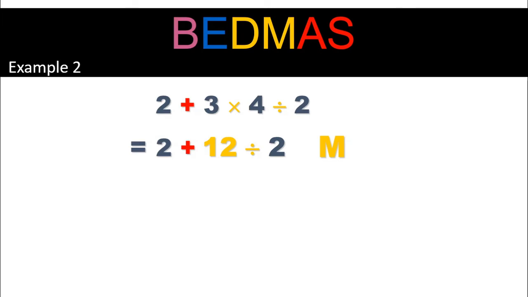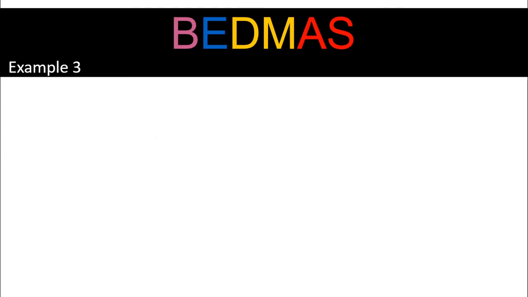Next, following BEDMAS order of operations, do I do the addition or the division first? I do the division first because D in BEDMAS comes before A. So 12 divided by 2 is 6. So start with the 2, 2 plus, and I write my answer of the division, 6. Finally, there's only one operation left, so we can't get this wrong. 2 plus 6, that's going to be 8.